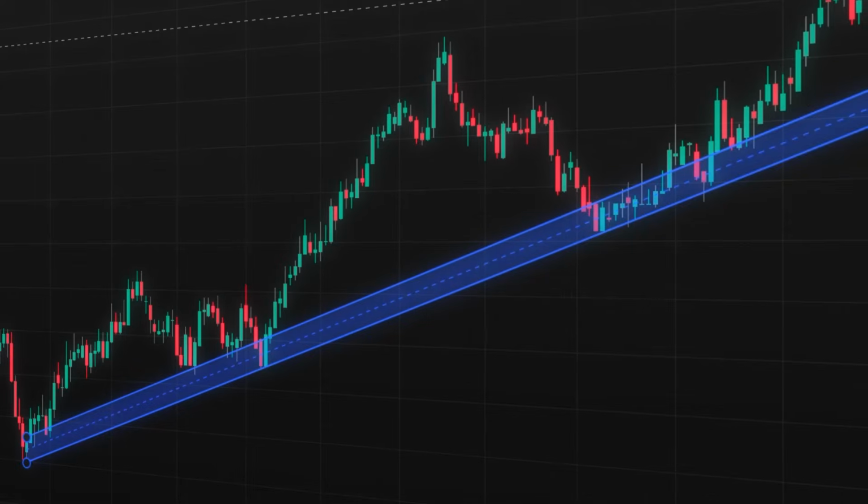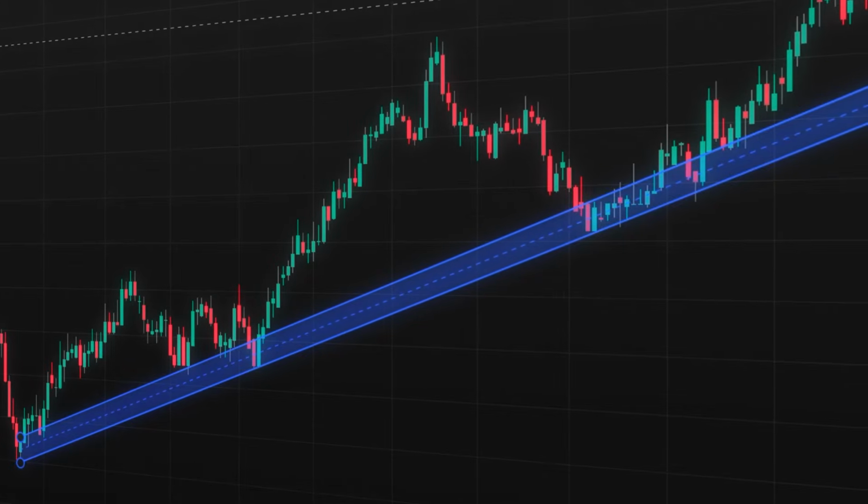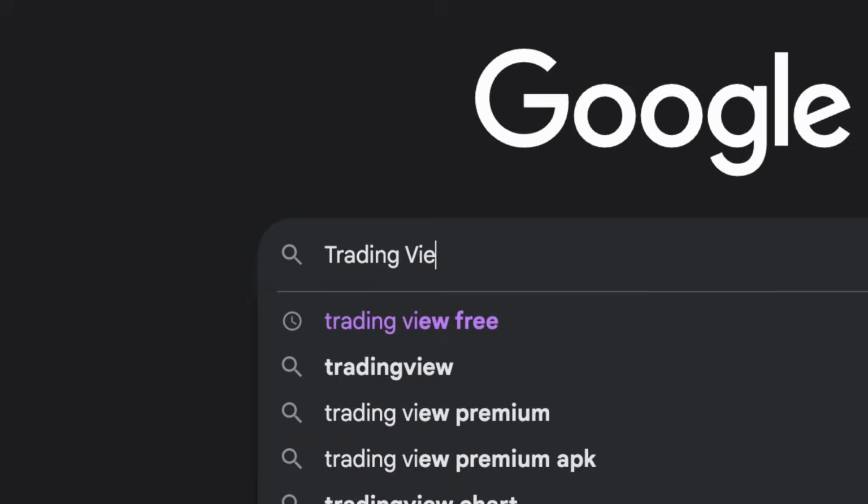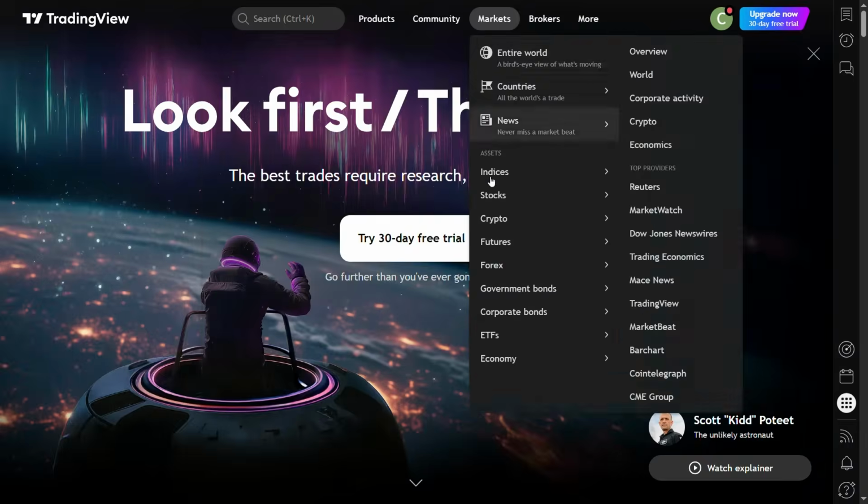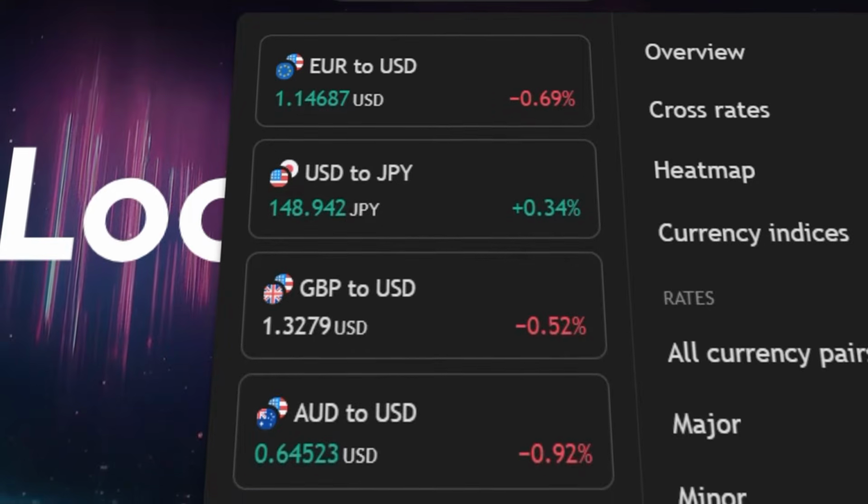For this strategy, we will only need a single trend zone. First, go to the TradingView application and select a market. When choosing a market, make sure to select one with a clear trend.